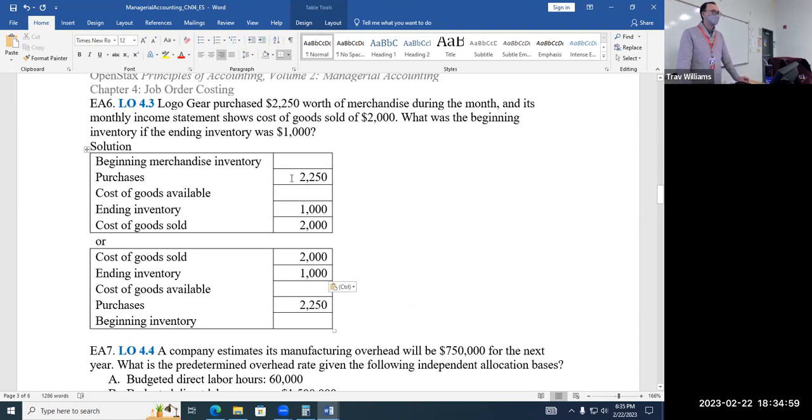Okay. So again, the first one looks like the more standard formula where we're adding something and then we're subtracting ending inventory. If we were to work backwards here, what would this number be? 3,000, correct. And what would be the beginning inventory?